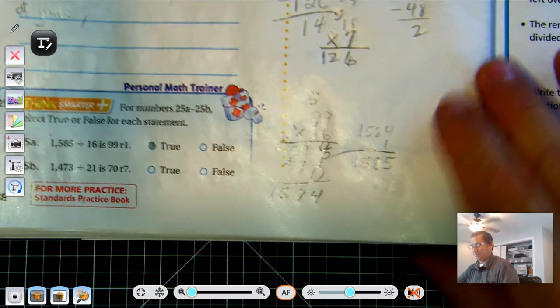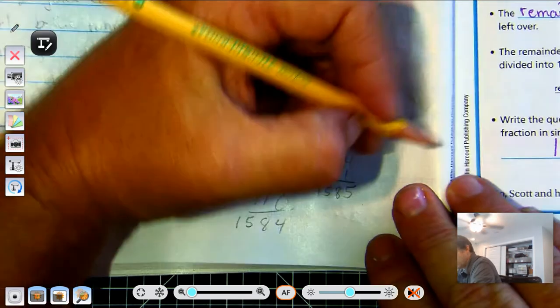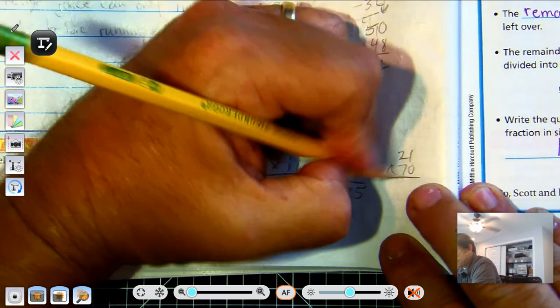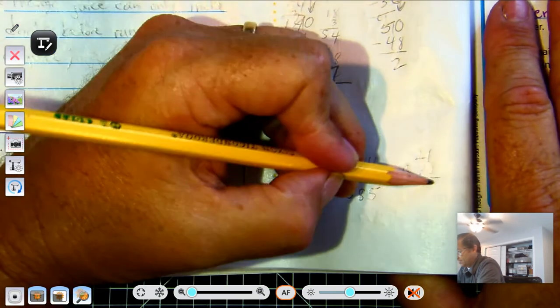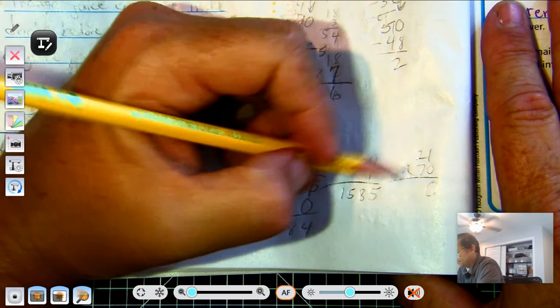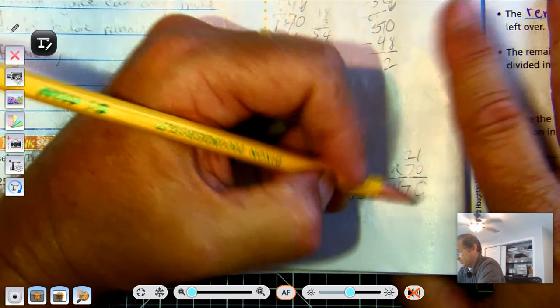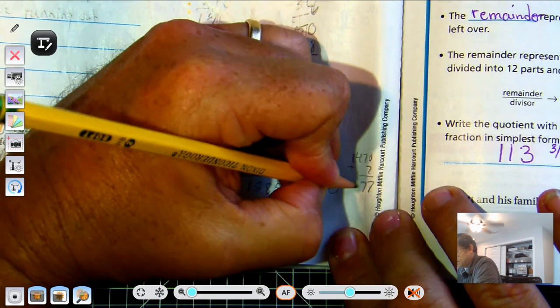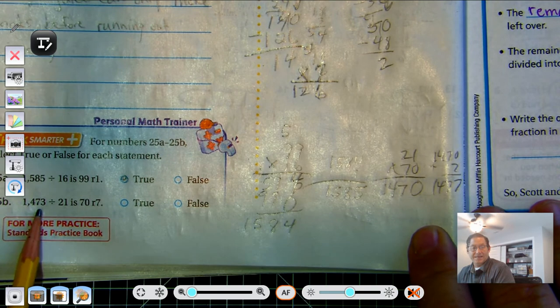All right, and how about 1,473 divided by 21 is 70 remainder 7. Let's multiply. So 21 times 70, and then add 7. We know the product's going to end in 0, so we have 7 times 21, which is 1,470, and we have a remainder of 7. Which is 1,477. That does not match, so false.